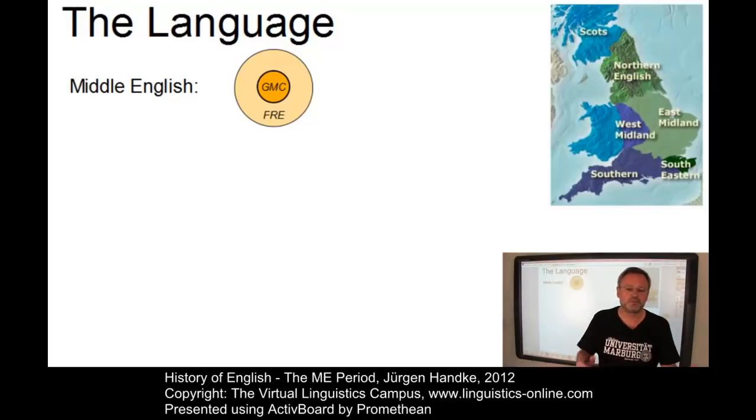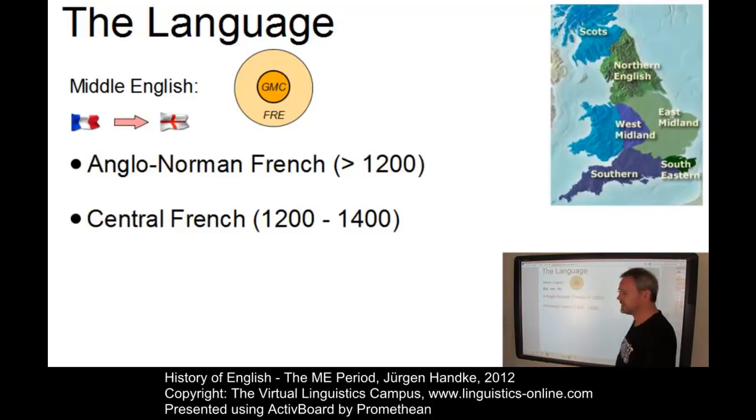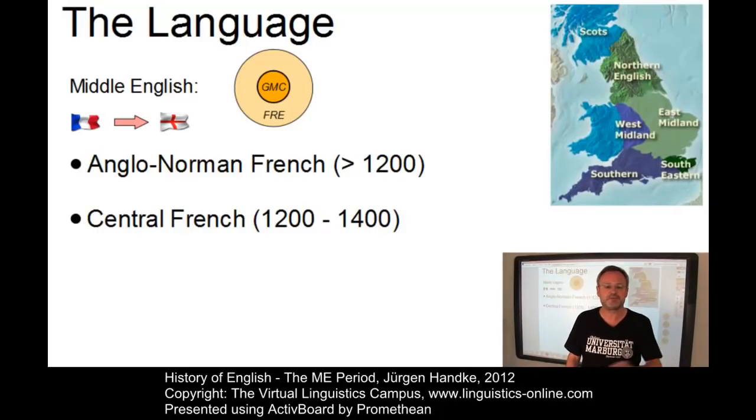In fact, two periods of French influence on Middle English can be distinguished. Here they are. The first period is referred to as the Anglo-Norman French influence up to the late 12th century, and the second one is then an influence coming from Central French from the 13th century onwards until the end of the 15th century. The adoption of words from two different kinds of French accounts for differences in the pronunciation of French loanwords.